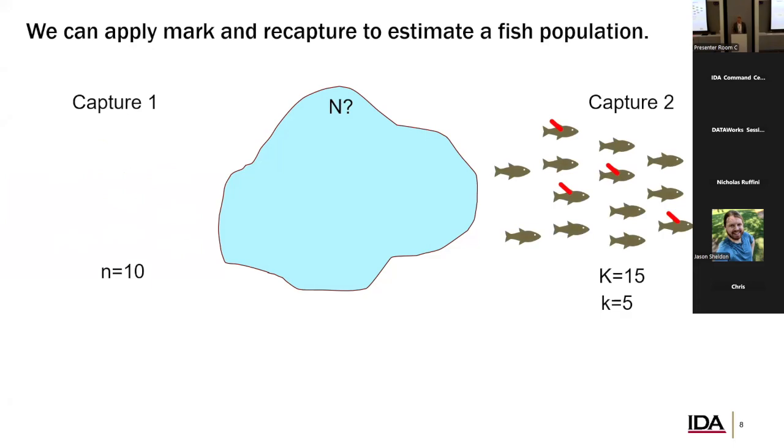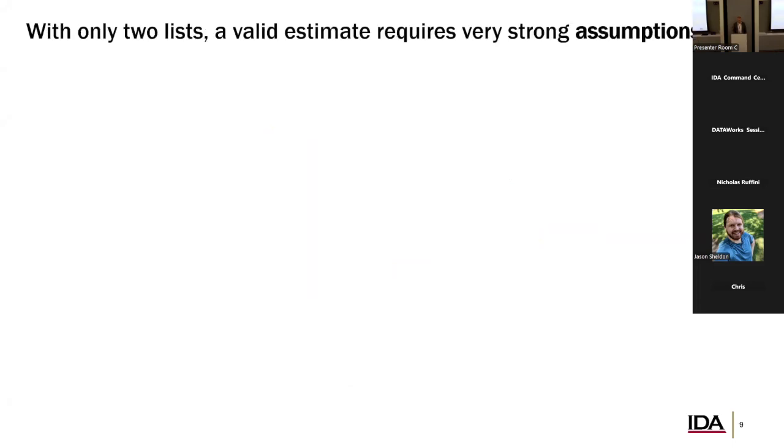And you notice in that recapture, capture number 2, that 5 of the 15 are marked from your previous marking of those fish. So that fraction, 5 over 15, should be the same as the ratio of the 10 that you originally caught and marked out of the overall population. You just reorganize those numbers and you come up with an estimate of the population. And that's the Petersen estimator, which is the most simple, basic estimator of that population.